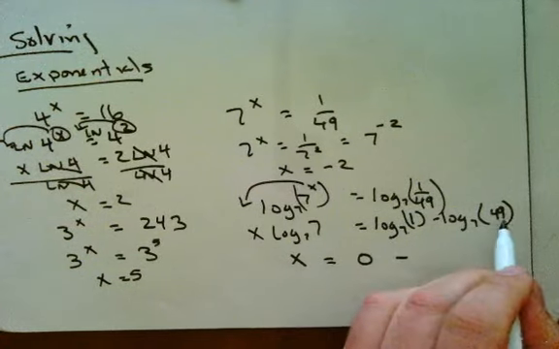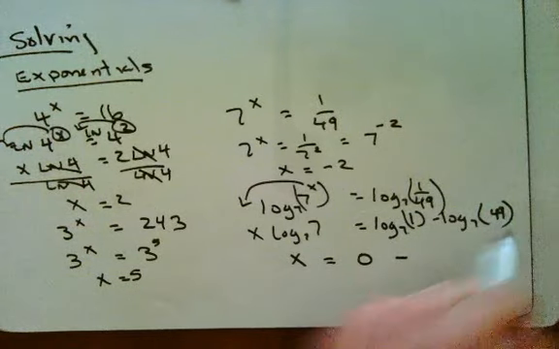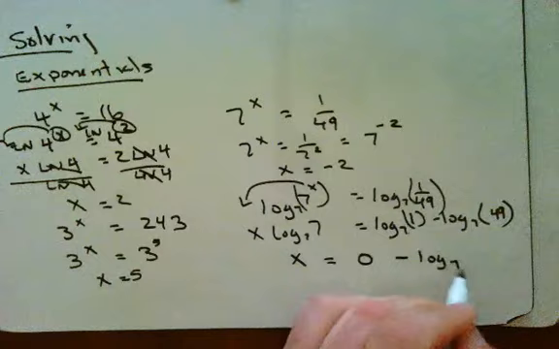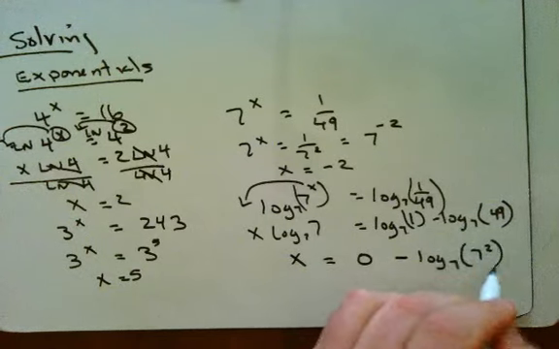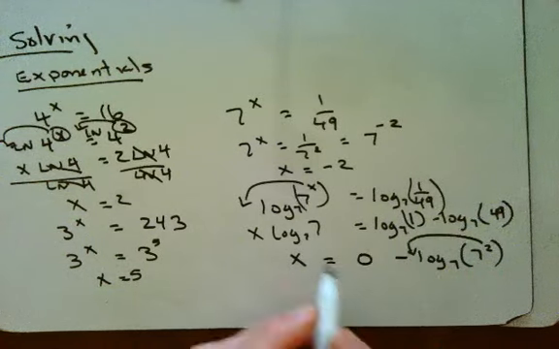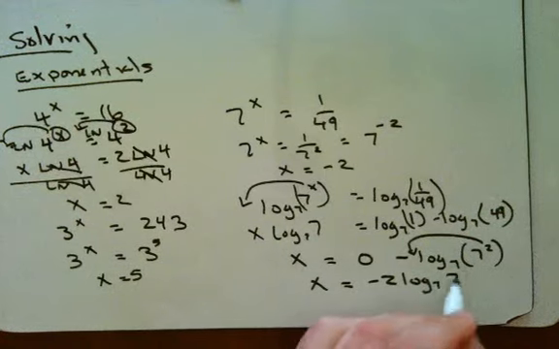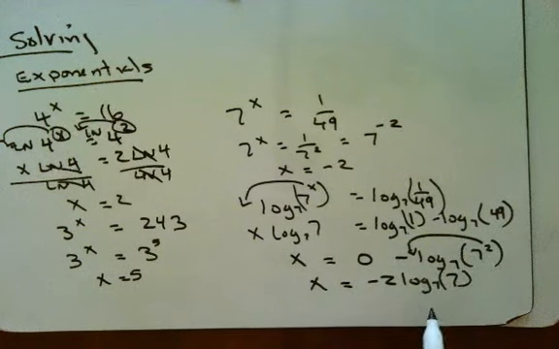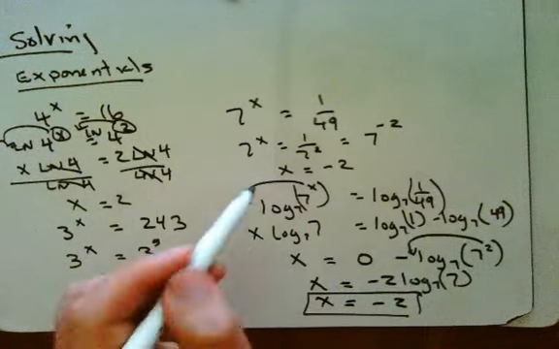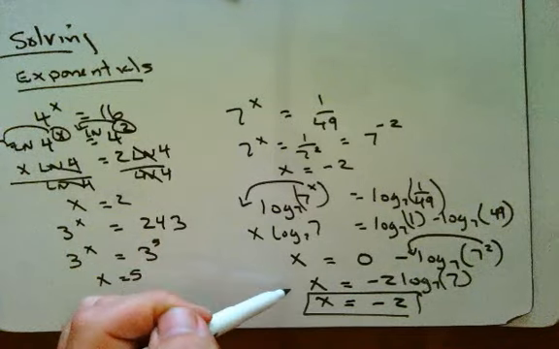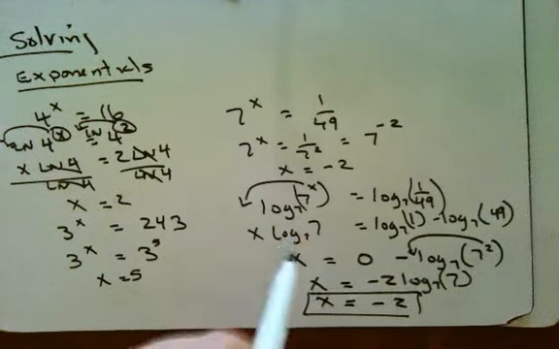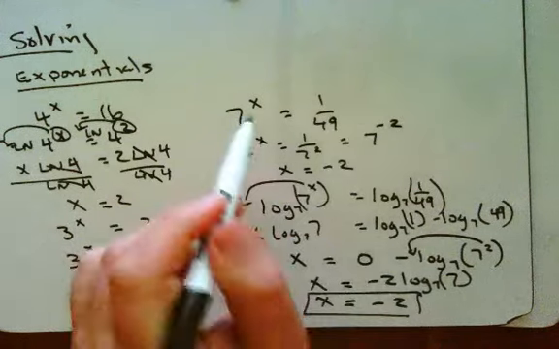Log base 7 of 1 is 0, and over here, 49 is 7 squared, so I can write this as log base 7 of 7 squared, and bring down that 2. So x equals negative 2 log base 7 of 7. Log base 7 of 7 is 1. 1 times negative 2 is negative 2. Wow! I could get the same answer by going a much longer path.